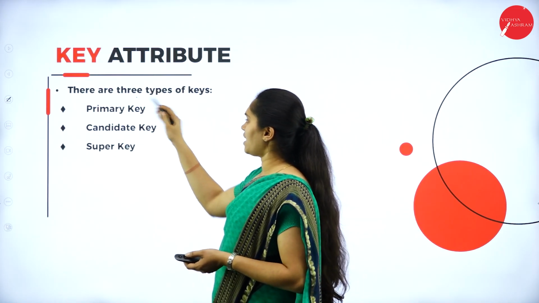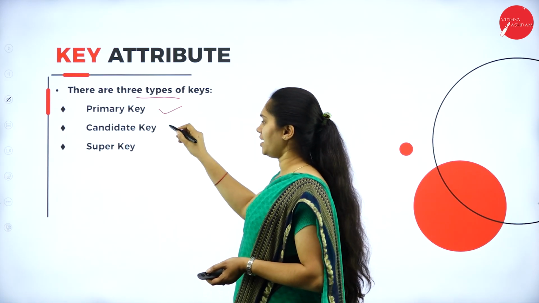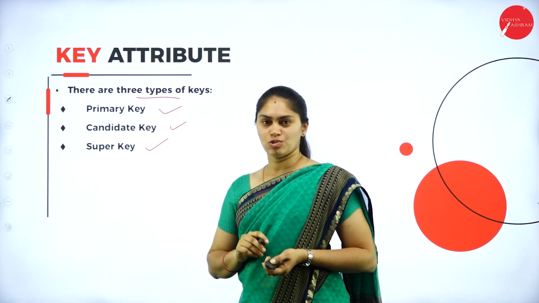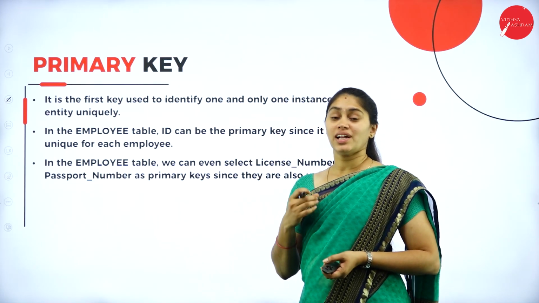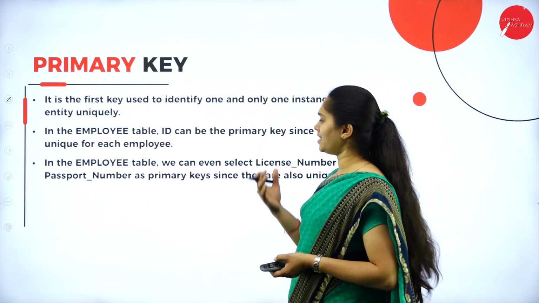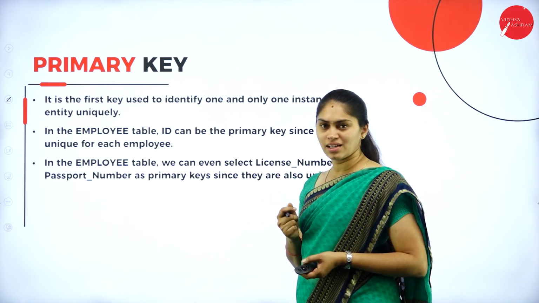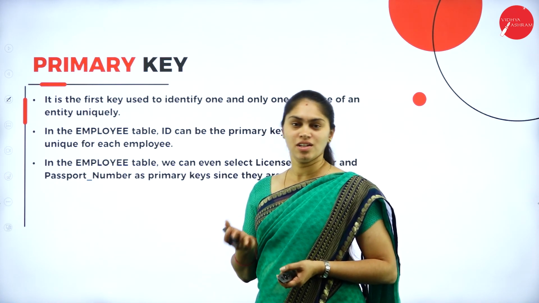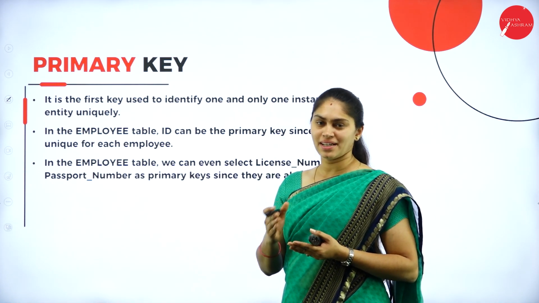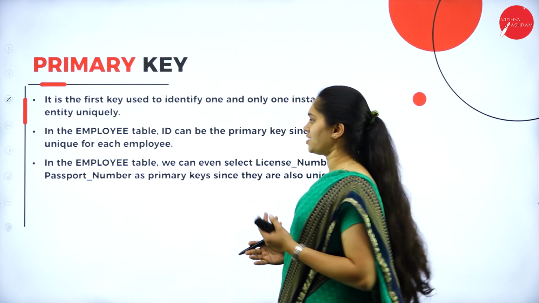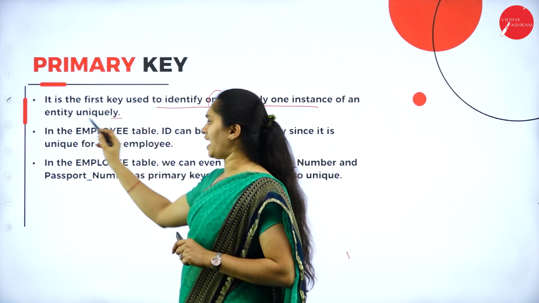So we have three types of keys here in order to find the uniqueness of an entity in the entity set: primary key, candidate key, and also super key. Then why and how do we use this primary key? In order to find the uniqueness of an entity in the entity set, we use this primary key. Will the door lock be the same for everybody's house? No, right? Then we call that a primary key. A primary key should not be null, and it should be unique. It is the first key which is used to identify one and only one instance of an entity uniquely.